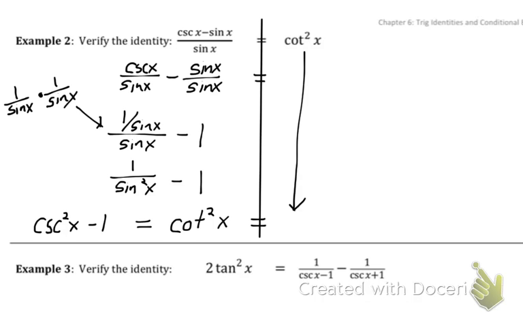Any questions on that one? So that one was just, we really just had to break apart the fraction. That was really our big step. All right, the next one, we have 2 tangent squared x equals 1 over cosecant x minus 1, minus 1 over cosecant x plus 1.